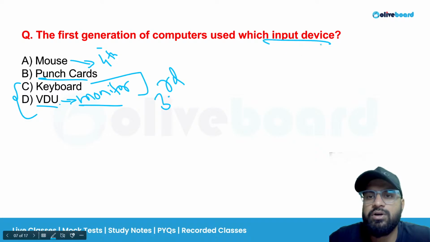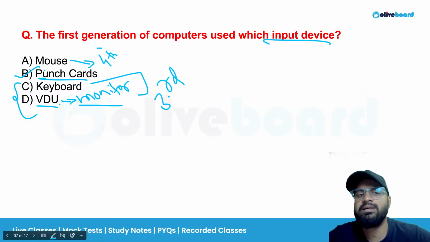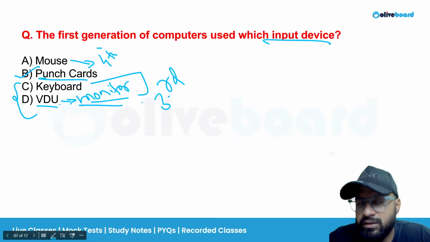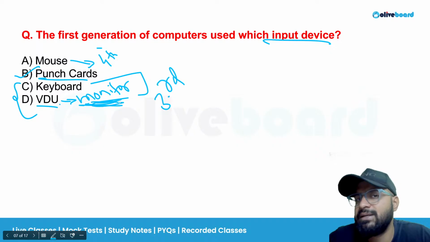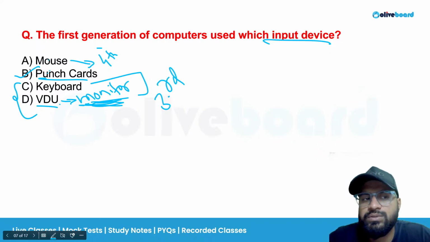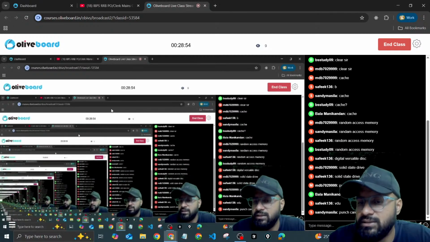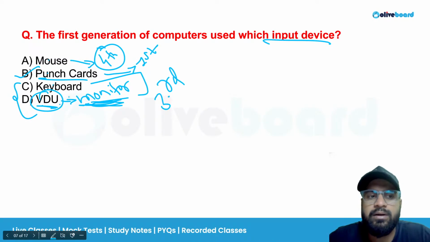But for the input, B is the correct answer, punch card. And video, meaning the monitor, is your output device. Punch card, mouse and keyboard are all input devices, but the mouse is from the fourth generation, punch card is your first generation input device, and keyboard is the third generation input device. And for the output device, the video, the visual display unit, is your monitor. That means the monitor is a third generation device. I hope that clears it up. The rest of them are all correct here.